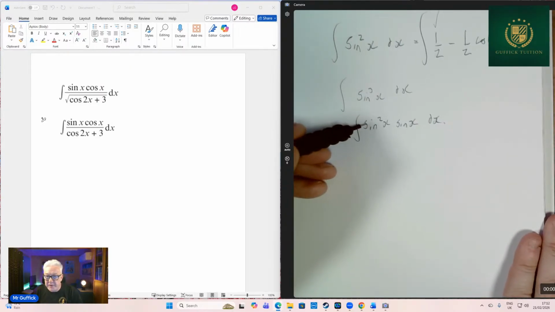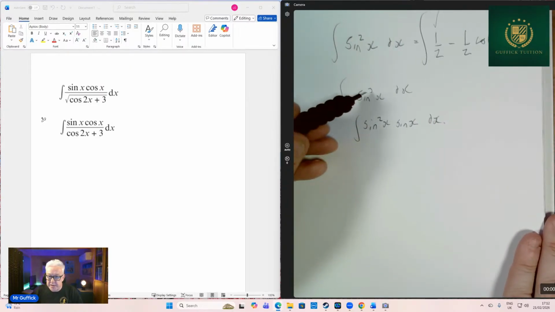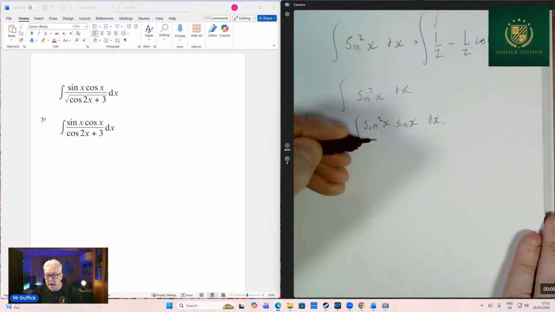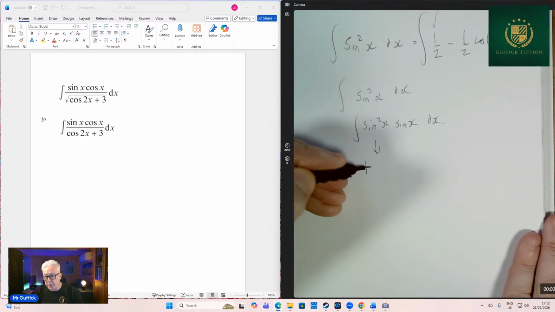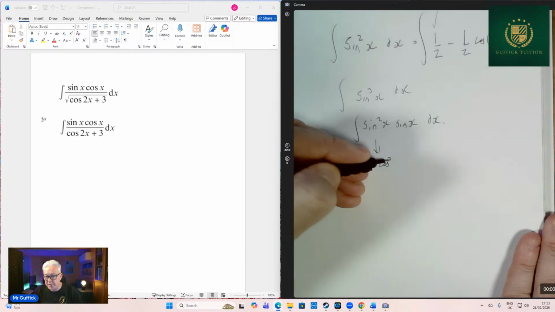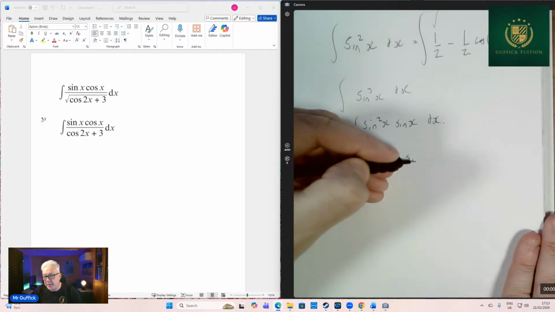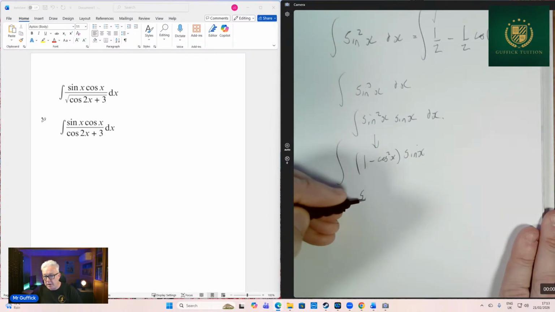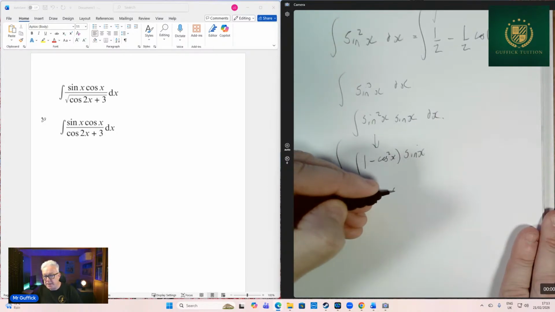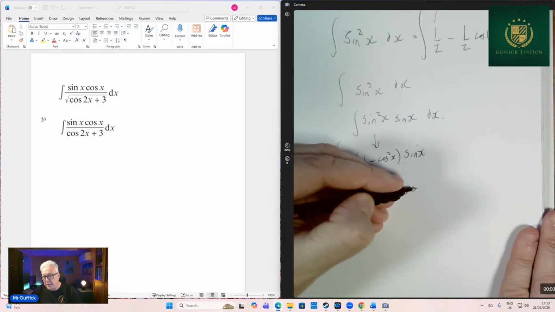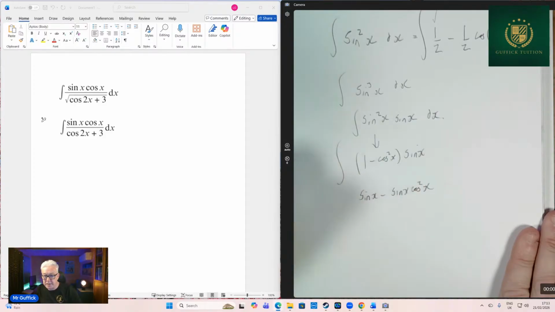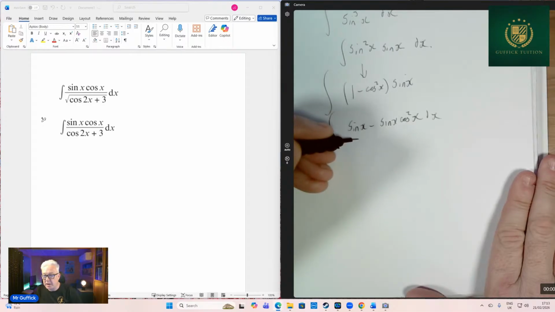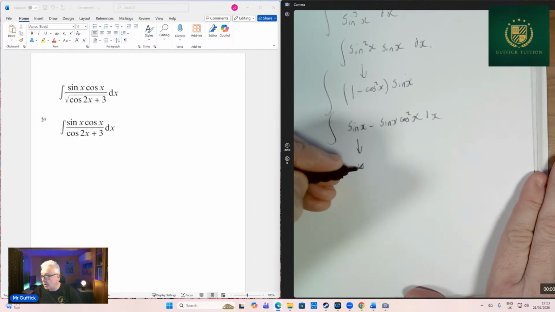So now what we've got here is we're integrating sine cubed. Think of it as sine squared times sine, and the sine squared, just like we did before, is going to be replaced by 1 minus cos squared x, times sine x. Then you expand the bracket, so you end up with sine x minus sine x times cos squared x, and we integrate that dx. This one is fine: sine integrates into minus cos.